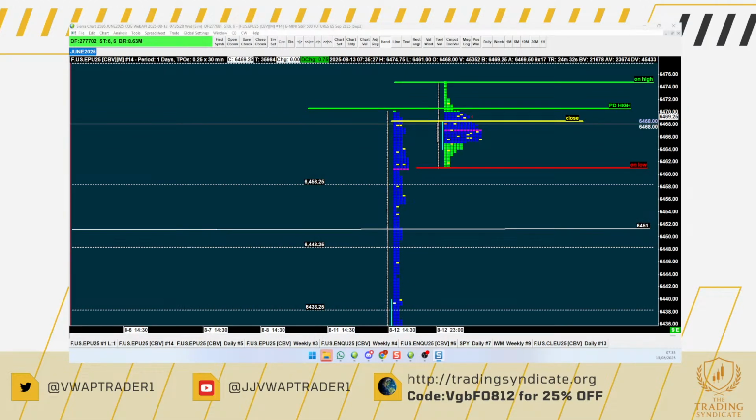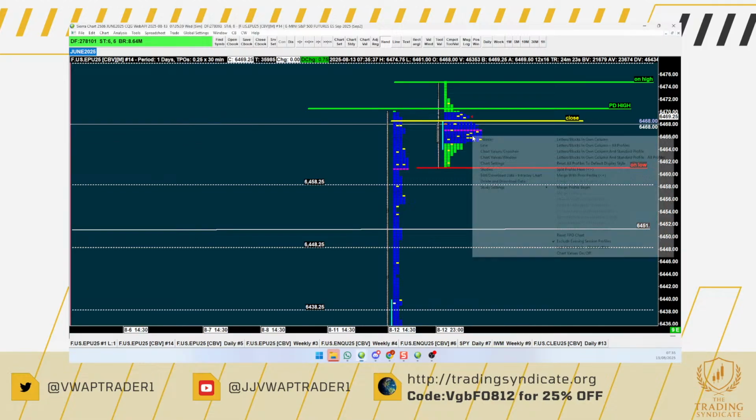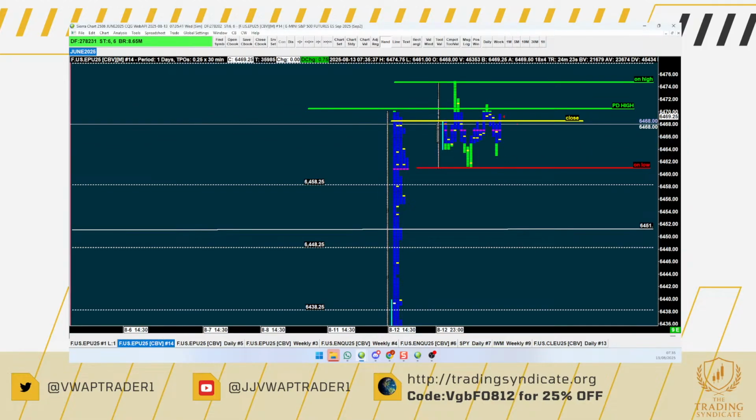Overnight inventory is short. Don't forget. Overnight inventory is short because the bulk of the trading is underneath the previous day's close. If we look at that, that's the liquidation that we had.